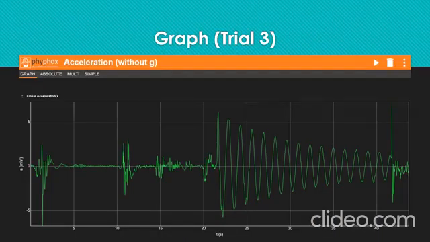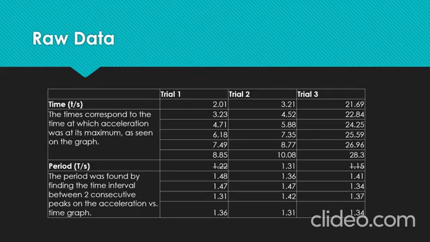At time equals 21 seconds, the phone is released from its initial position and allowed to oscillate. The period will be the time between two peaks on this graph. The times correspond to the time at which acceleration was at its maximum, as seen on the graph. The period was found by finding the time interval between two consecutive peaks on the acceleration versus time graph. The two crossed out data points are the outliers, as they don't agree with the rest of the data points.